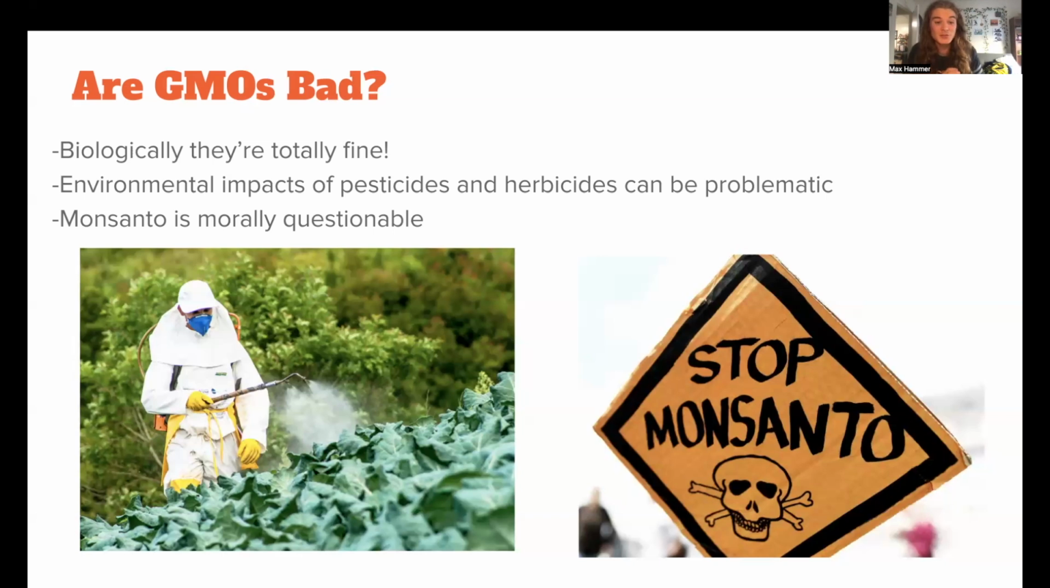So GMOs can be a very lively debate as to whether or not they are good or bad, but that is not because genetically modifying a plant inherently makes it harmful or bad. It's all about the ways that we as humans and as a society use them and regulate them.